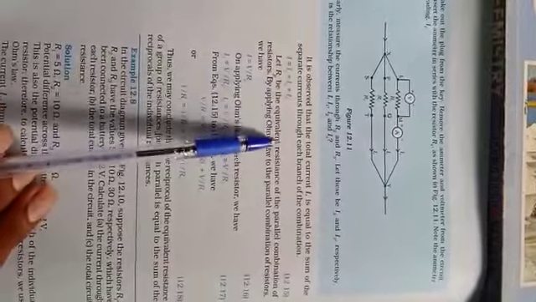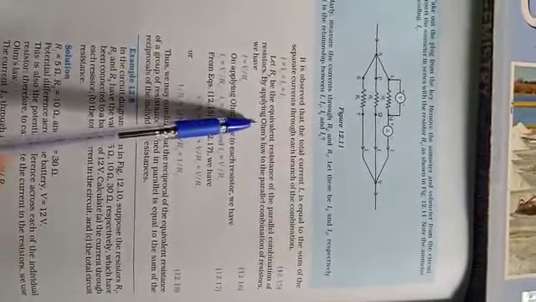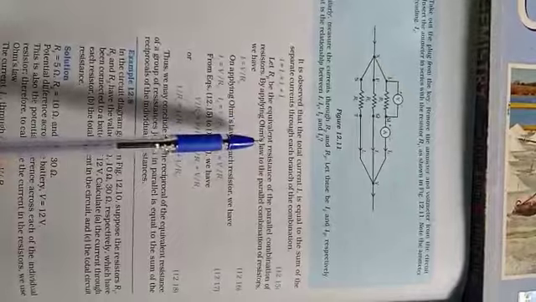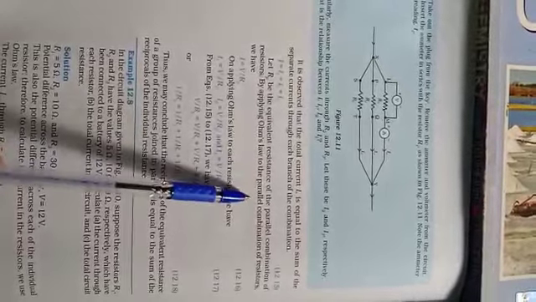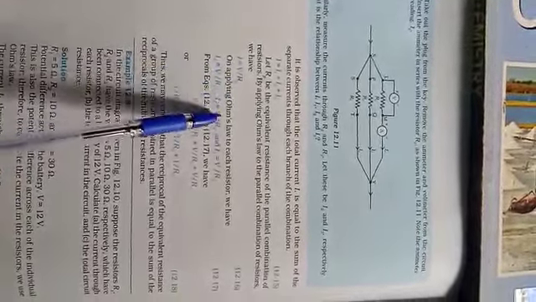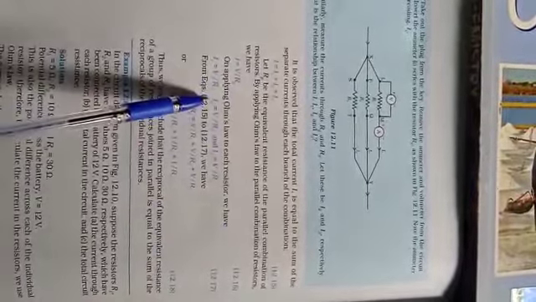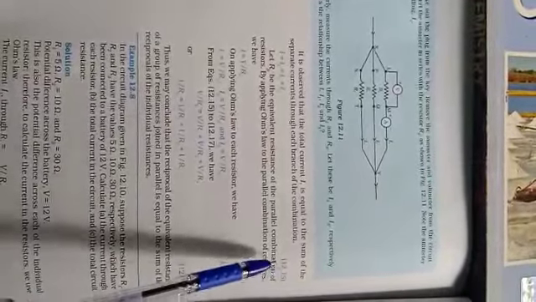Let Rp be the equivalent resistance of the parallel combination of resistors. By applying Ohm's law to the parallel combination of resistors, we have I equals V upon Rp. On applying Ohm's law to each resistor, we have I1 equals V upon R1, I2 equals V upon R2, and I3 equals V upon R3. These are equations 12.15, 12.16, 12.17.